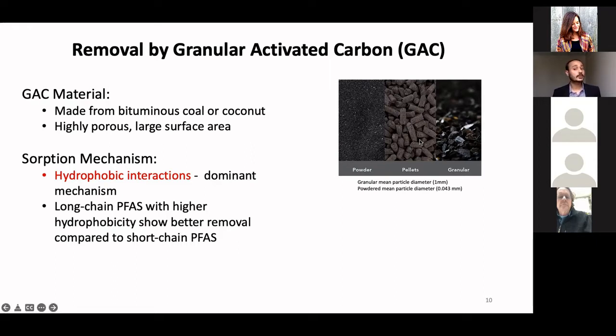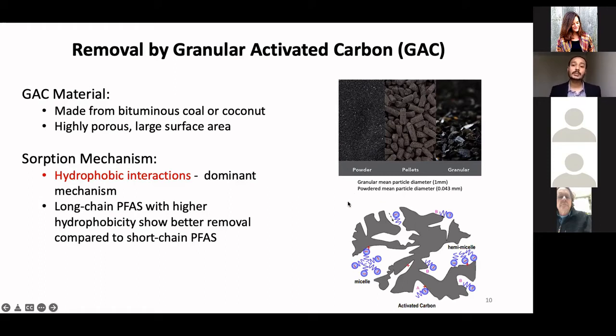Activated carbon can come in different sizes. They can be powder material, in which case it is called powder activated carbon, and then they could also be granular, which is GAC, and also in pellet forms. The main mechanism by which PFAS is removed by GAC is through hydrophobic interactions. That's the dominant mechanism. So as we already discussed in the previous table, the long chain compounds are more hydrophobic and more efficiently removed by GAC, whereas short chain compounds that feature less hydrophobicity are not as effectively removed by the granular activated carbon filtration approach.